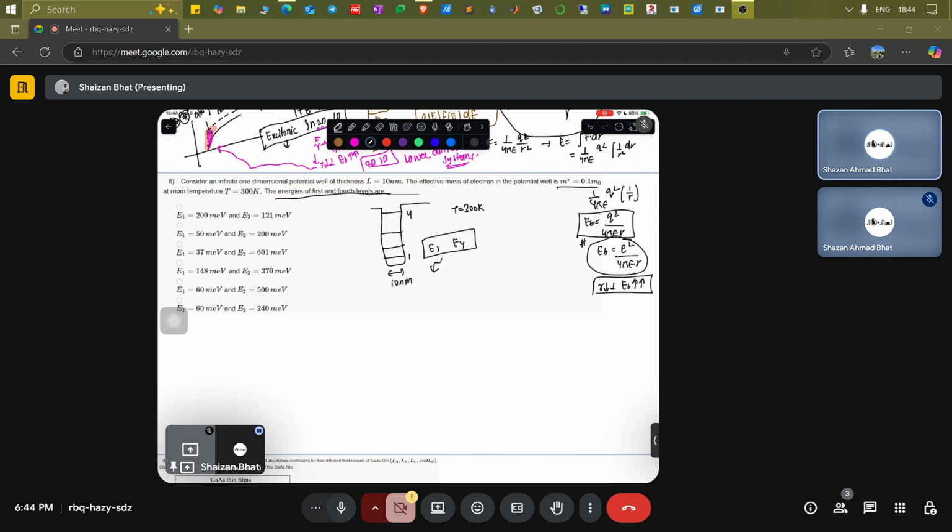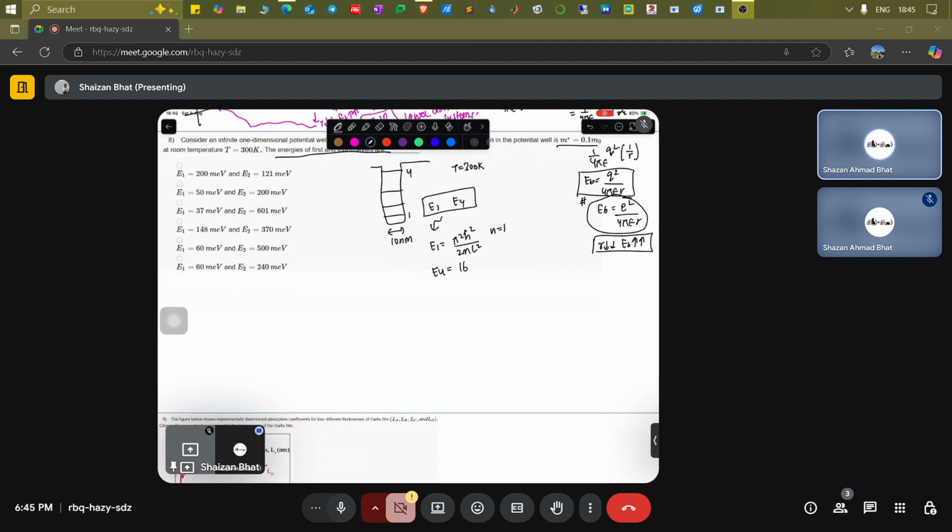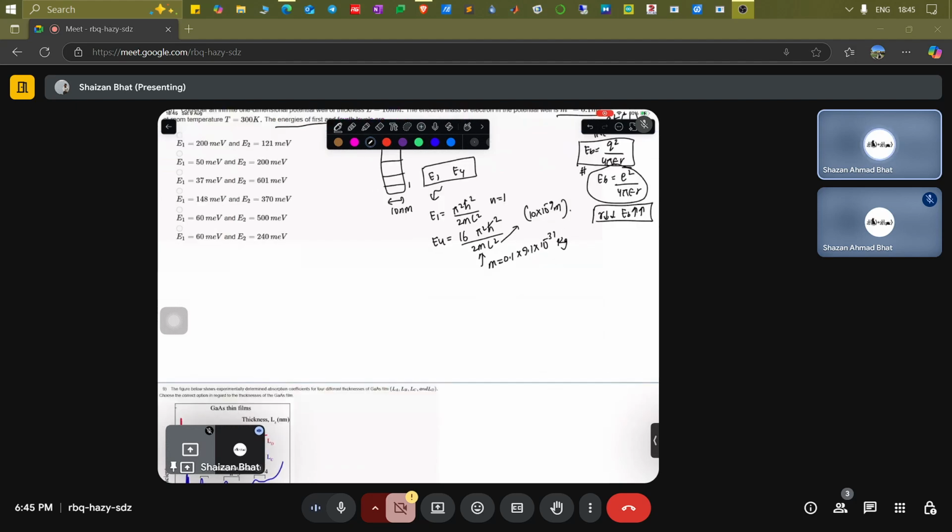I just leave it to you as a problem, because you just have to solve E1 as pi square h bar square divided by 2m L square, because n is equal to 1 here. For E4 you can write it as n square, which will be 16 pi square h bar square divided by 2m L square. You just have to replace m as 0.1 into 9.1 into 10 to the power minus 31 kgs. You have to replace L as 10 into 10 to the power minus 9 meters, and then you can compute it. It's a cakewalk. I guess you will be able to do it. And the solution of this particular problem is this particular thing here.